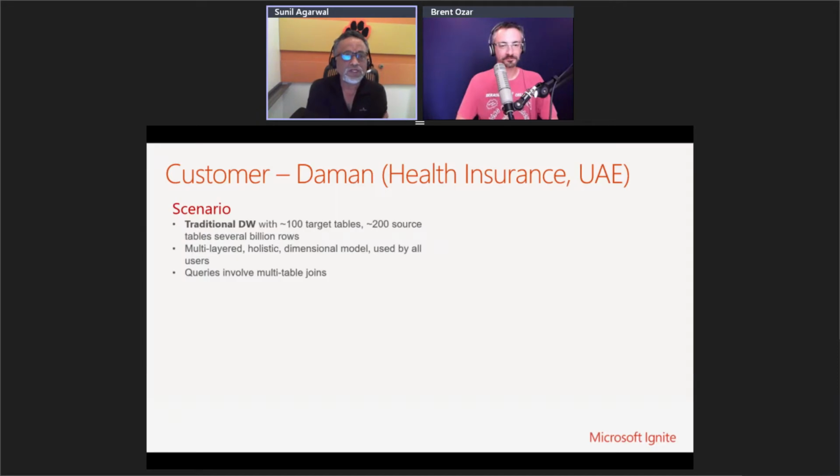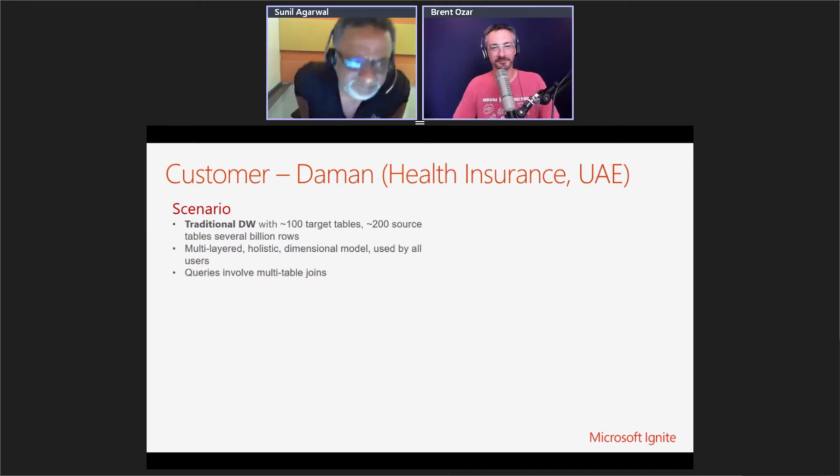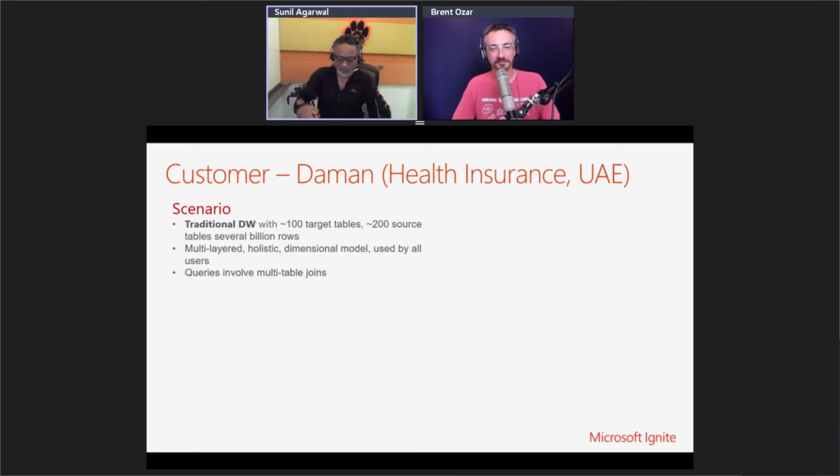In this case, it's a health insurance company in the UAE called Damon, and they have a traditional data warehouse with 100 target tables. They get data from multiple places, and these tables have billions of rows. It is a very, very large database system. Like in Kimball architecture you have the star schemas, but in an organically grown data warehouse the schemas become very jumbled. You can say it is like a star schema, but a complex schema with a lot of stuff, and you can imagine the tables with multiple joins.